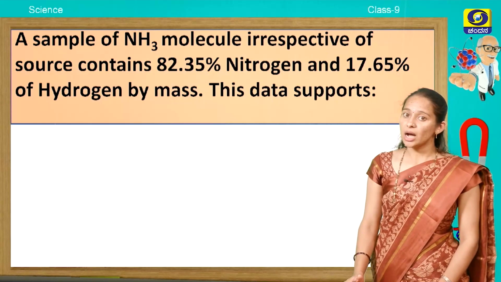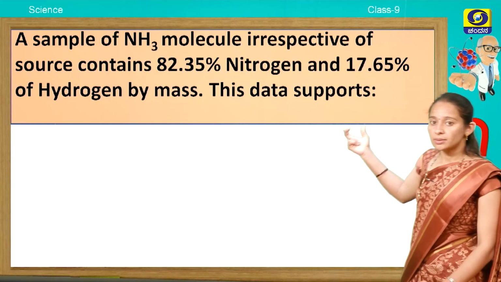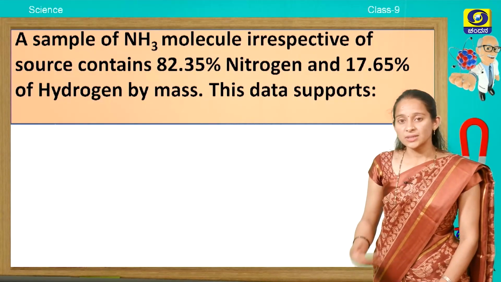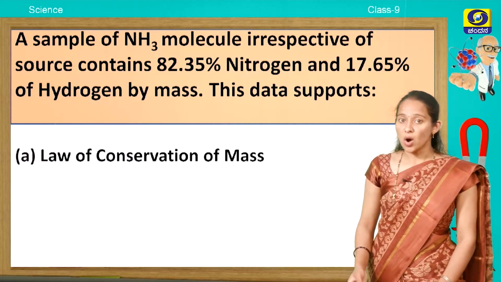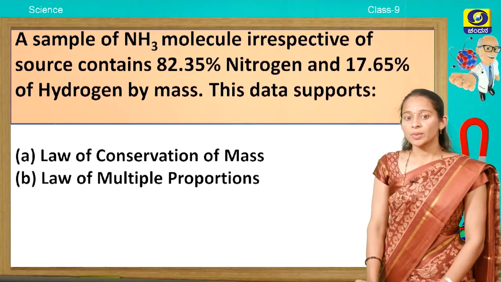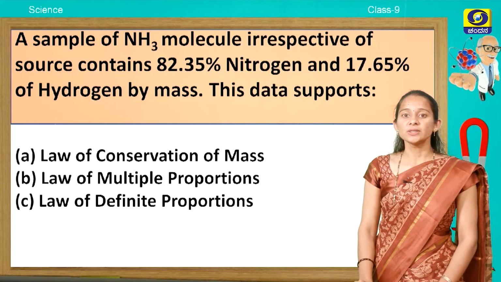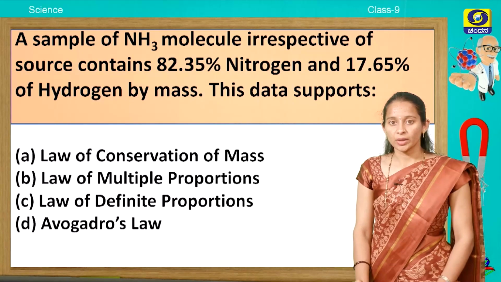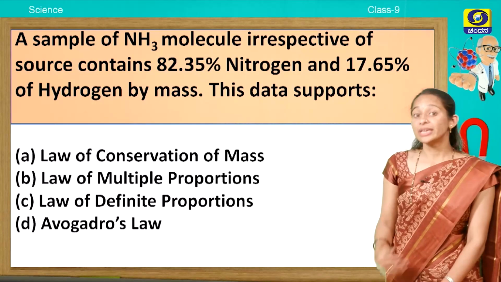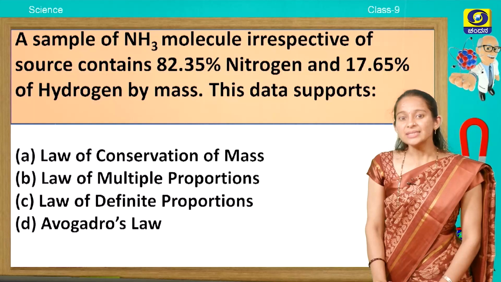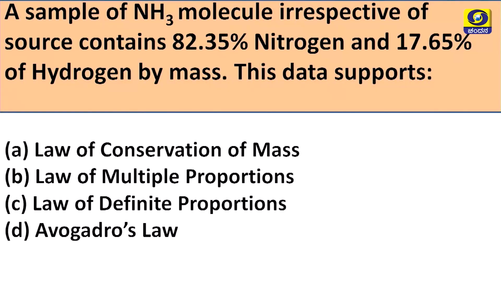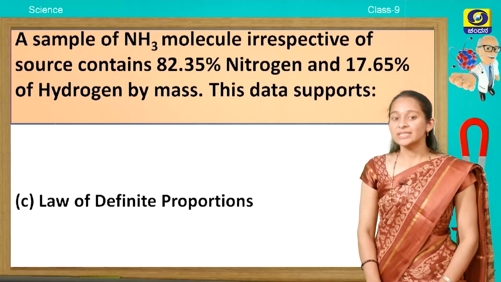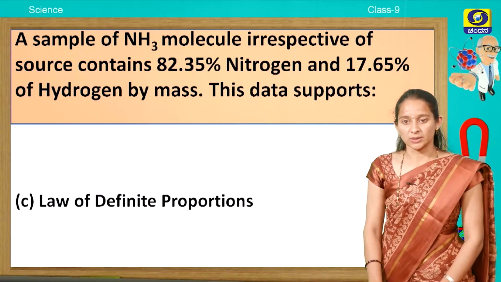You take ammonia from any source. Percentage of nitrogen and hydrogen is constant. What is this represent? Law of conservation of mass, law of multiple proportions, law of definite proportions, Avogadro's law. From the data given, we can understand that this data supports law of definite proportions. So, the correct answer is law of definite proportions.